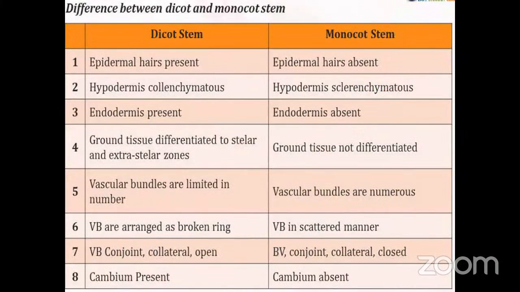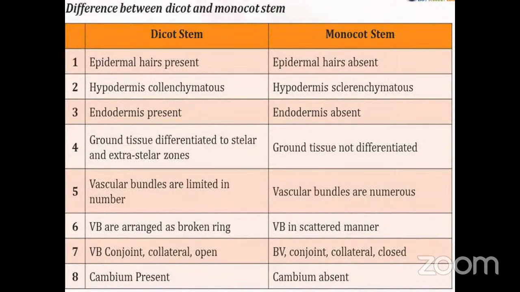So this is about the structure of the monocot stem. Now let us study the differences between dicot stem and monocot stem. Sometimes this question appears in the IPE examination. In dicot stem, epidermal hairs known as trichomes are present. In monocot stem, such epidermal hairs are absent. In dicot stem, the hypodermis is collenchymatous, whereas in monocot stem, the hypodermis is sclerenchymatous. Collenchymatous means polygonal cells with thickened corners, oval in shape, with no intercellular spaces, due to the deposition of pectin or cellulose, whereas monocot stems are sclerenchymatous.